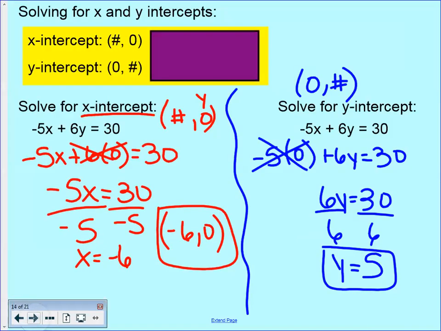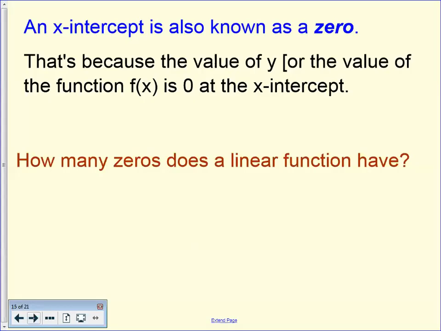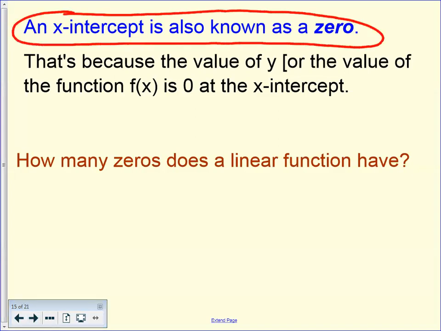Let's keep going forward. All right, so something else you want to go ahead and write down is that an x-intercept is also known as a zero. An x-intercept is also known as a zero. You want to write that down for sure. That's because the value of y, or the value of the function, f of x, is 0 at the x-intercept. So 0 is just another name for x-intercept. That's really all you need to know from this part here.